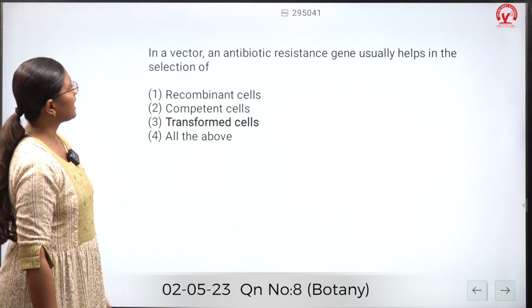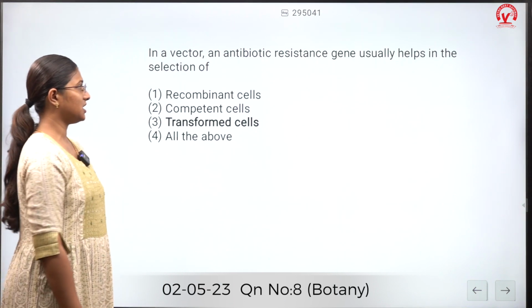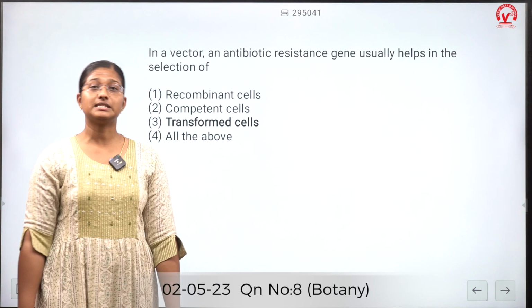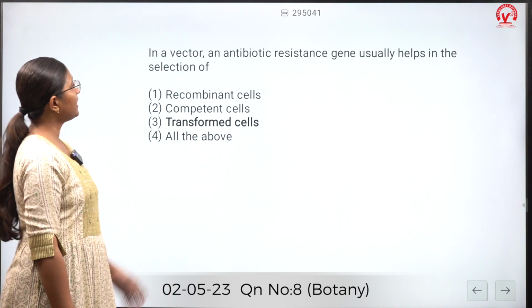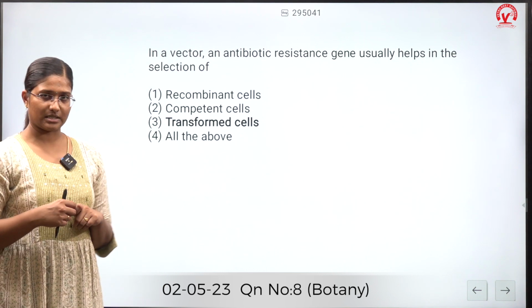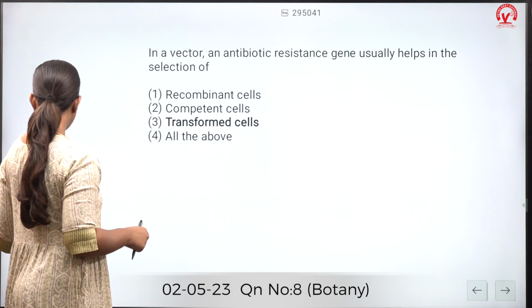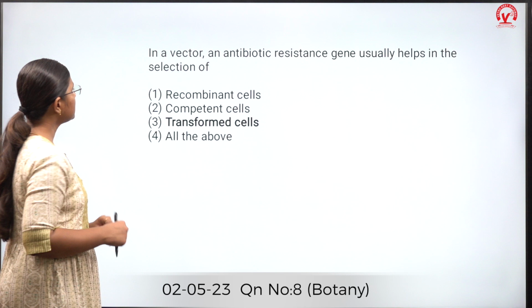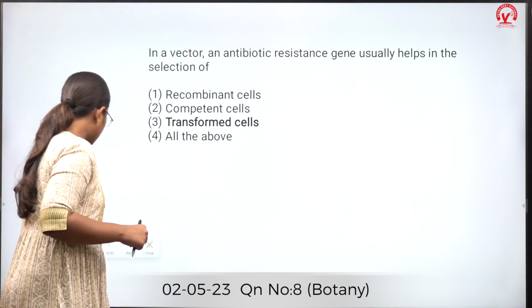In a vector, an antibiotic resistance gene usually helps in the selection of... So when do we use an antibiotic resistance gene? It is usually present in the vector. And why do we need an antibiotic resistance gene? Just to screen the transformed cells.